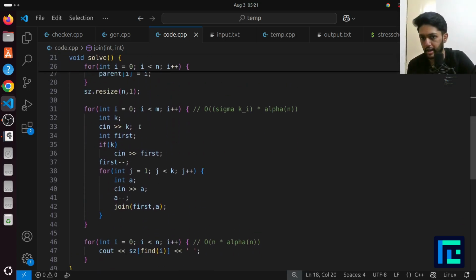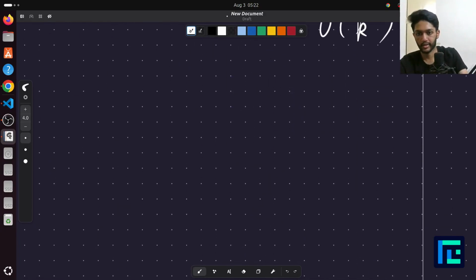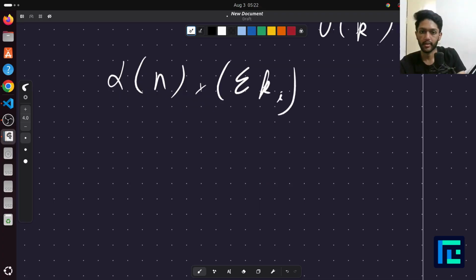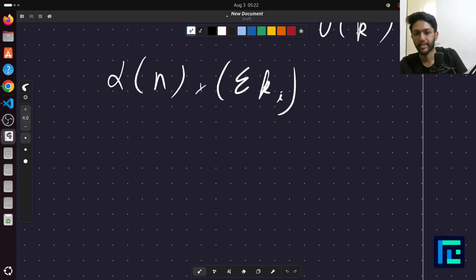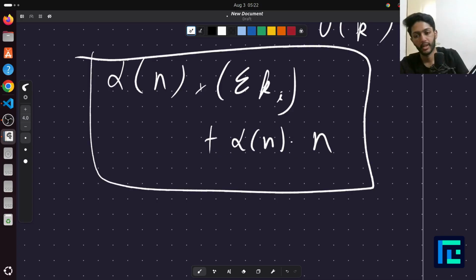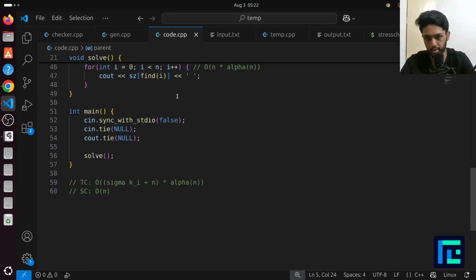So this was the entire code, and the complexity of this would be, this is the input, right? So this is just size of input times the join complexity. So that is alpha of n, that is the time complexity of DSU, right? Inverse Ackermann function of n multiplied by summation of ki, right? Like this is the input, that is the number of nodes in our input, and then for the final loop it is n times alpha of n. So alpha n into summation of ki plus alpha n into n. So this is the time complexity of this approach, and the space complexity is just O of n, because we are storing the parent and size arrays of length n each, right? So I hope you understood this, and thanks for watching.